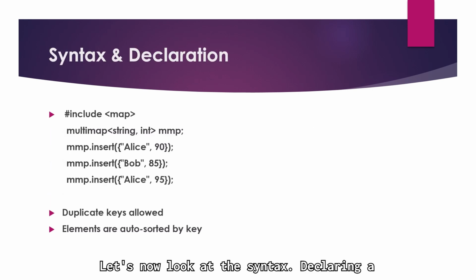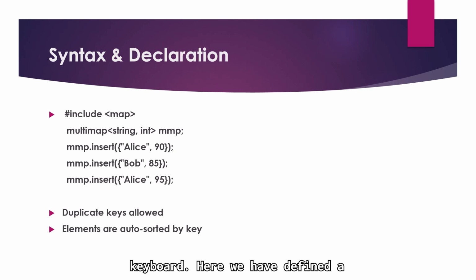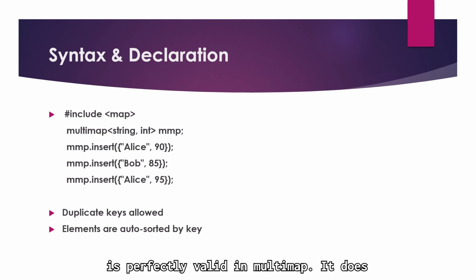Let's now look at the syntax. Declaring a multimap is as simple as including the map header and using the multimap keyword. Here we have defined a multimap where each key is a string representing a student's name and each value is an int representing their score. Take note of these insertions. We insert Alice with a score of 90, Bob with 85 and Alice again with 95. This is perfectly valid in multimap. It does not overwrite the earlier Alice entry like a map would.